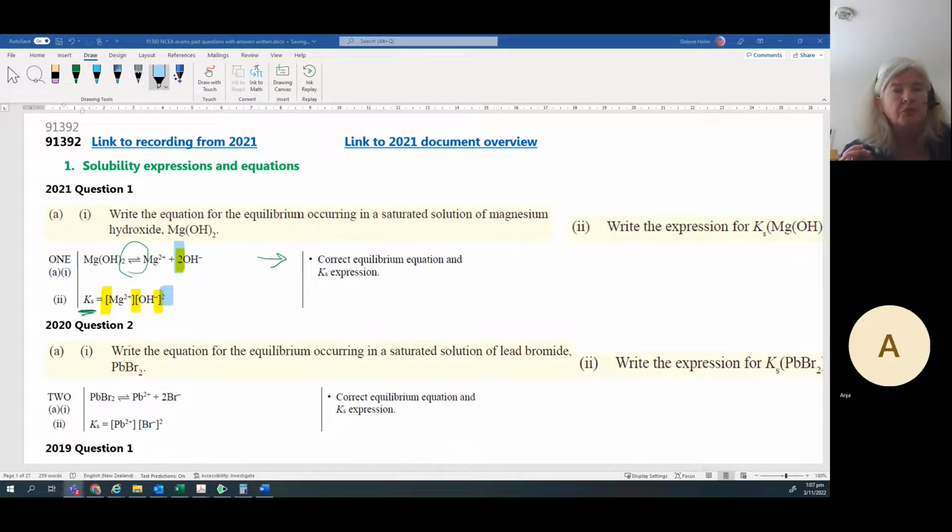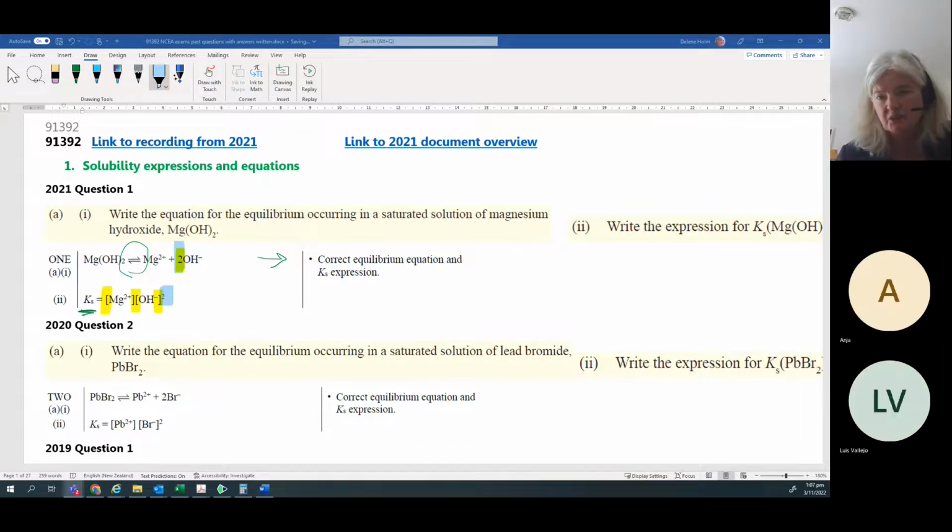Right, so it will not be marked as wrong if you leave out the state. But otherwise, always try in level 3 to include the state. Okay, so that's normally the first question. You'll notice though last year, the year before last, it wasn't question 1, it was question 2, but otherwise it tends to be the first question that gets asked.